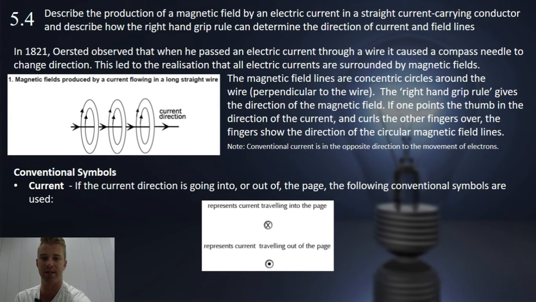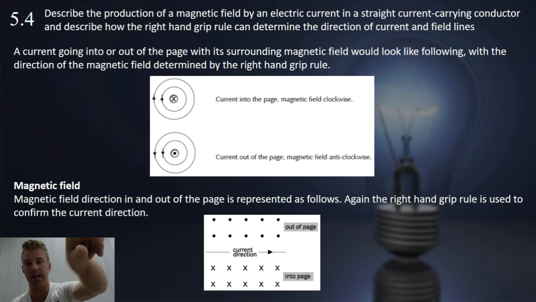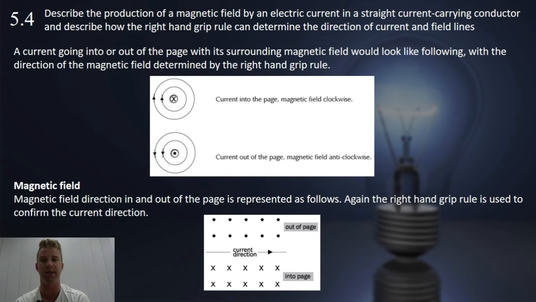Okay, so this is now slide 2. A current going in or out of a page with its surrounding magnetic field will look like the following, as the diagram shows below. So the X is going into the page, so if you look at your thumb, it's going into the camera, and my fingers are curling in a clockwise direction. While when the current's coming out of the page, you can see my fingers are going in an anti-clockwise direction, as shown in that answer on the right hand side.